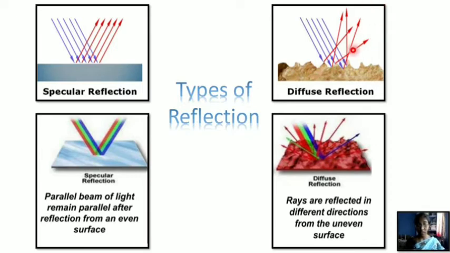So in regular reflection, you can see it is an even surface and the reflected rays are parallel to each other. Whereas in diffuse reflection, you can see the incident ray hits an uneven surface and the reflected rays go in different directions. This is the other type of reflection.